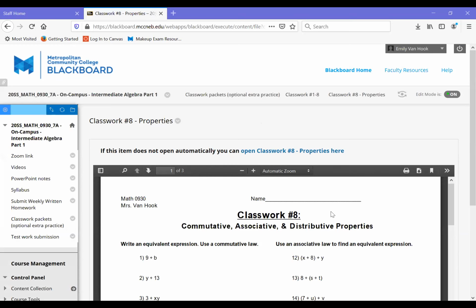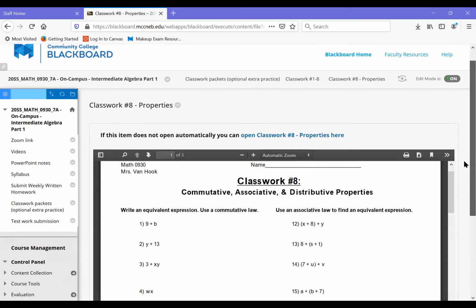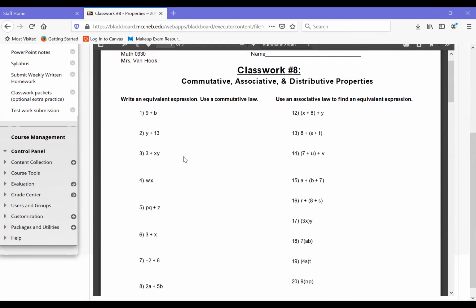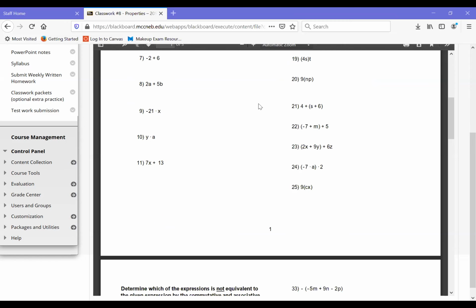So you can see classwork number 8. And here's just some more problems similar to what we just worked on. Okay, so write an equivalent expression, use a commutative law. So this is the one where you're changing the order. And then the second set of questions, use an associative law to find an equivalent expression. That's where you're changing the grouping, the parentheses. Okay, so there's a whole page full of just little extra practice questions.